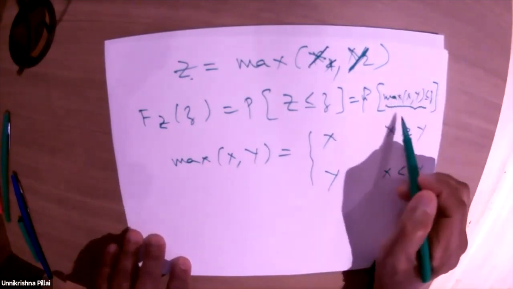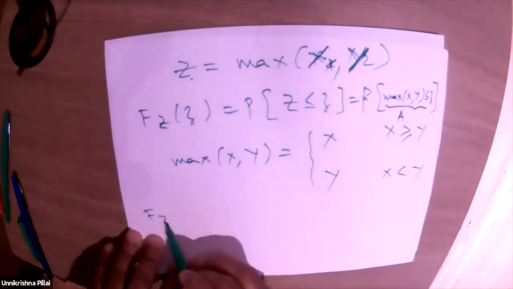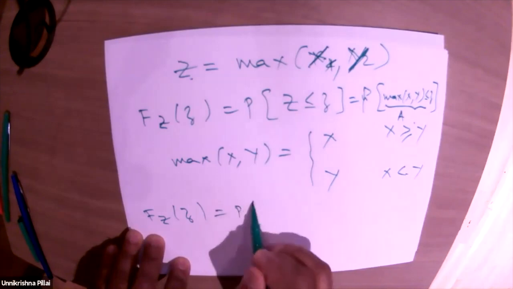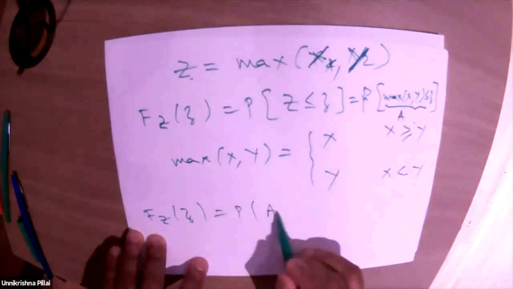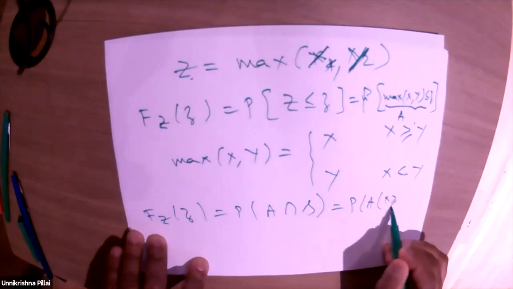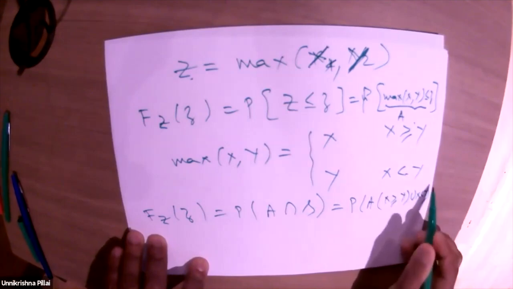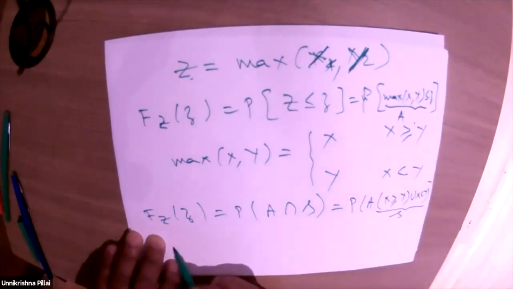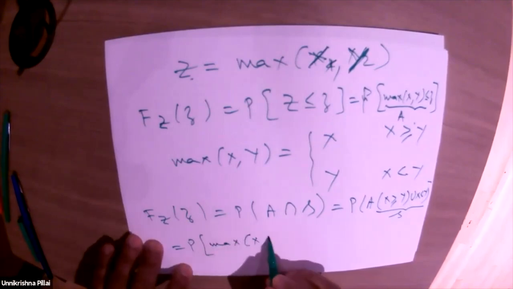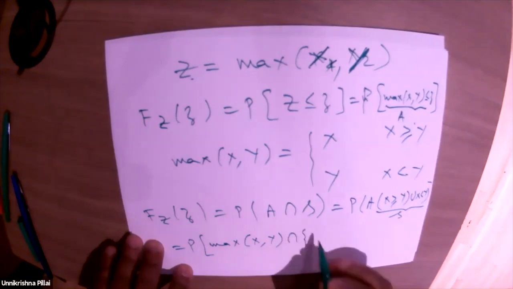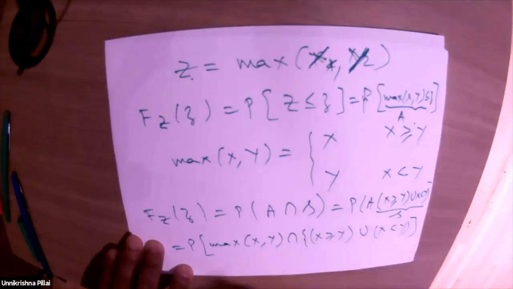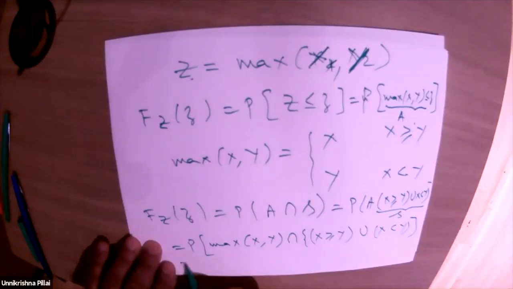So what I'm going to do is, if you think of this event A, I'm going to bring in these two conditions. Because their union is the whole space S, the probability of, let's say A is this one. A, of course, I can write as A intersection S. And I'm going to write S as X greater than Y union X less than Y. So A is the maximum of X comma Y, intersection with X greater than Y, union X less than Y. This is a technique which works for all max and min. So you try to understand this.